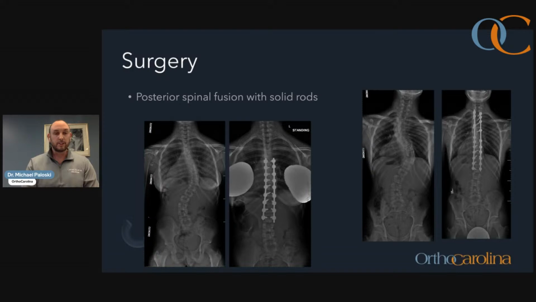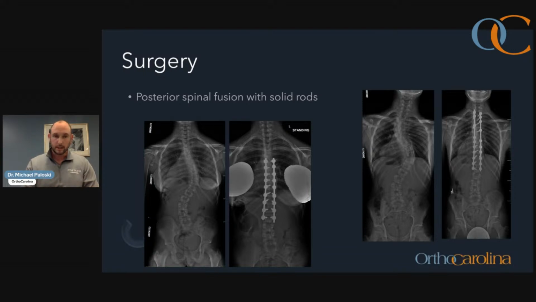And so if we do get to the surgical threshold, what does that involve? The gold standard here in Charlotte and across the world even is what we call a posterior spinal fusion and rod. So it's a surgery. It takes a few hours. We perform them here in Charlotte on a very consistent basis. We're a high volume center.